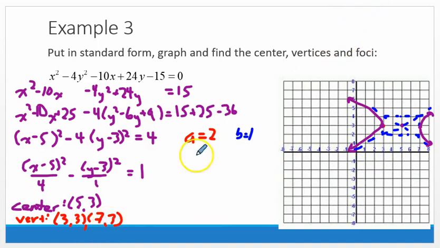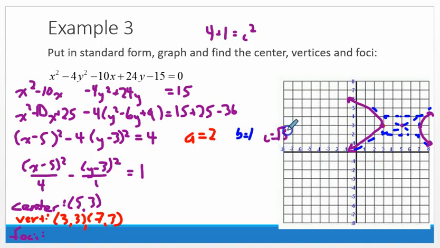They did also ask us to identify the coordinates of the foci though. And we hadn't determined the c values yet, so I need to go back to the formula that a squared plus b squared equals c squared, which means for our answer that c is going to be the square root of 5.